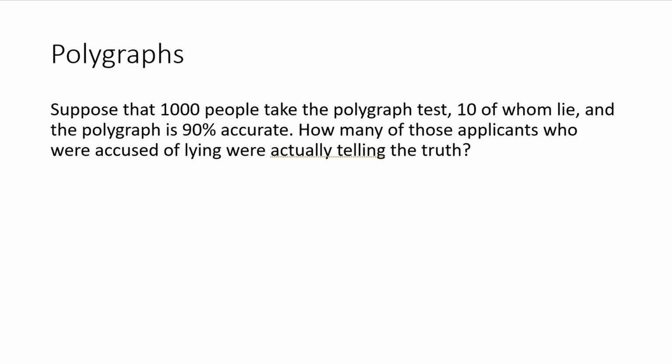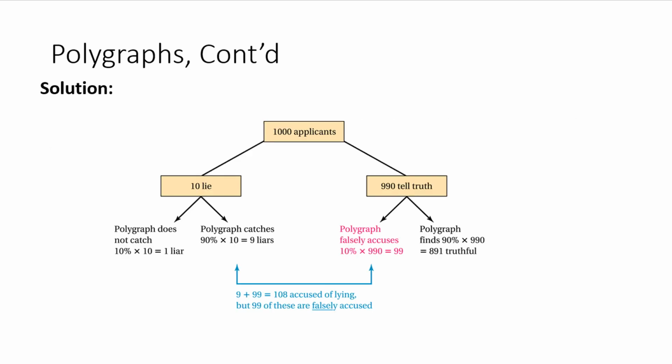Let's go to polygraphs. Suppose that 1,000 people take the polygraph test, 10 of whom lie, and the polygraph is 90% accurate. How many of those applicants who were accused of lying were actually telling the truth? Let's look at the solution.